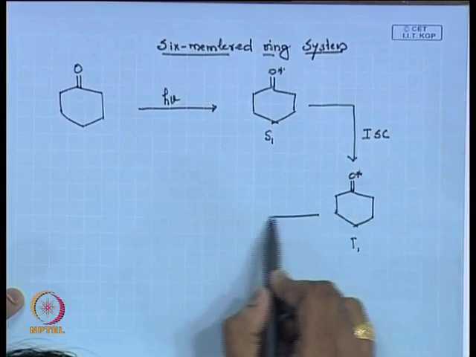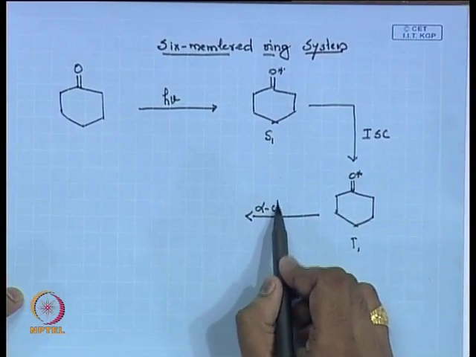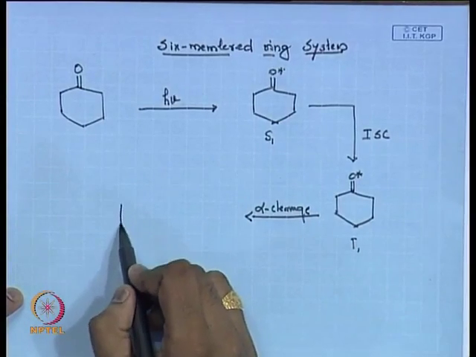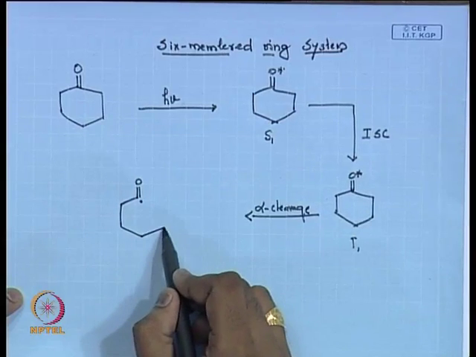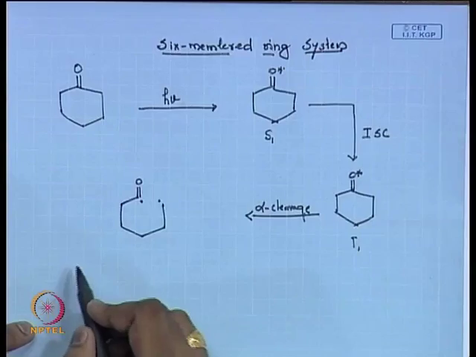After this, you know that it undergoes alpha cleavage reaction, right. So, we get an alpha cleavage to give me an acyl and alkyl radical, which is inbuilt. Since it is a cyclic system, you get both. On one end you will get an acyl radical, on the other end you get an alkyl radical. So, this is your primary process. Fine.